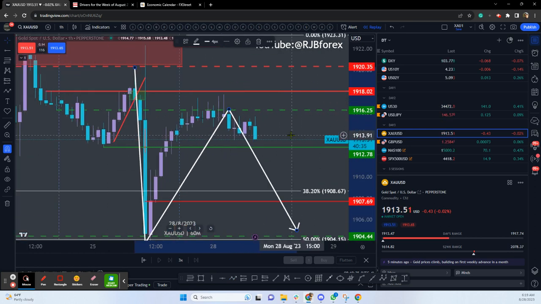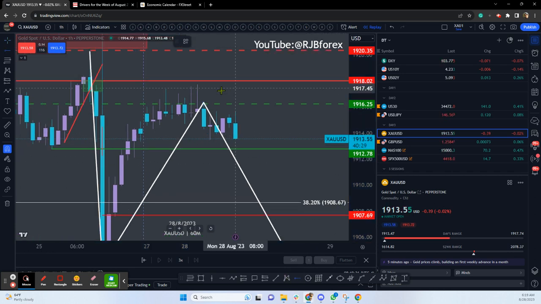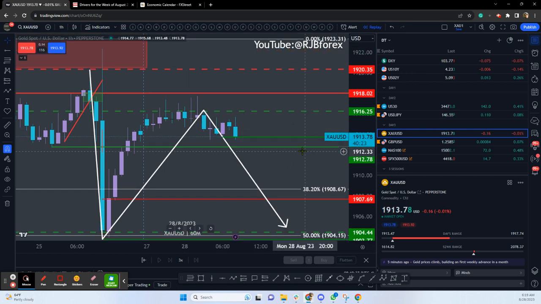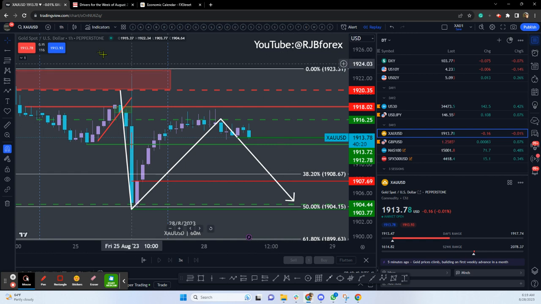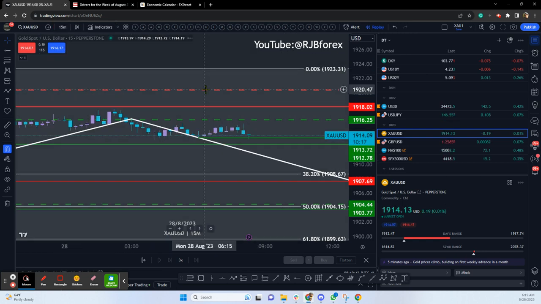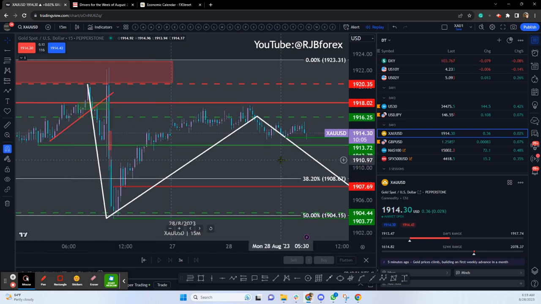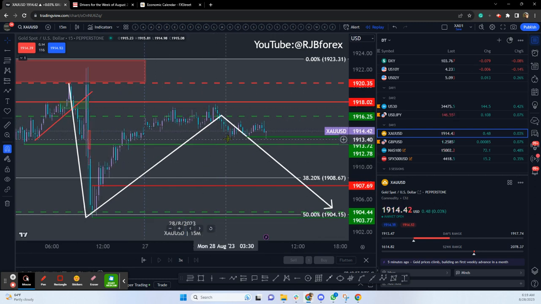We're taking out these lows here. Trying to. This is the hourly chart on the 15-minute. I'm actually going to move this down to here. So this is the low point.